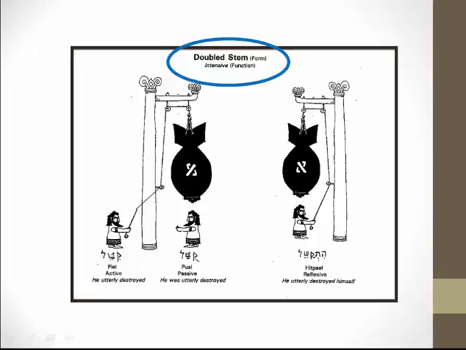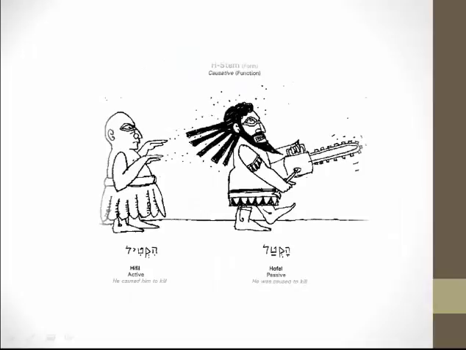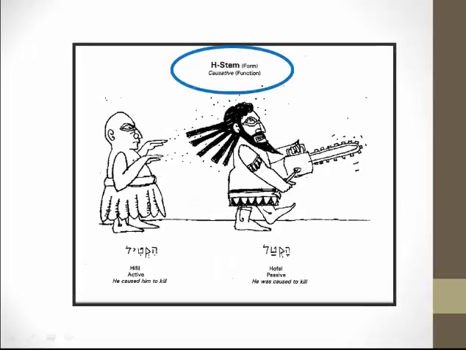When we move to the doubled stem, that is, those stems that are characterized by the doubling of the middle root letter, we encounter three patterns. The first is the Piel, and the Piel is a simple action sense, but it's an intensification of the Qal. It means he utterly destroyed. The Pual is the passive of the Piel, and it would mean he was utterly destroyed. And the Hitpael is typically a reflexive. He utterly destroyed himself.